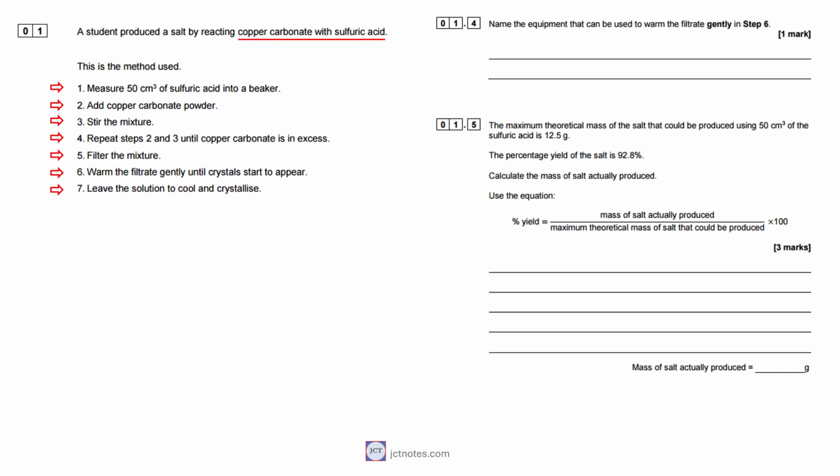In question 1.4, we need to name the equipment that can be used to warm the filtrate gently in step 6. The key word is gently. The filtrate can be warmed gently using an electric heater or a water bath. These methods provide controlled heating and are preferred to a direct flame such as a Bunsen burner.